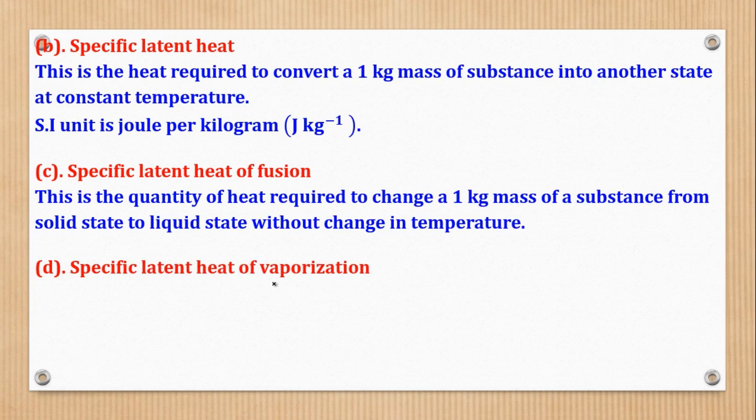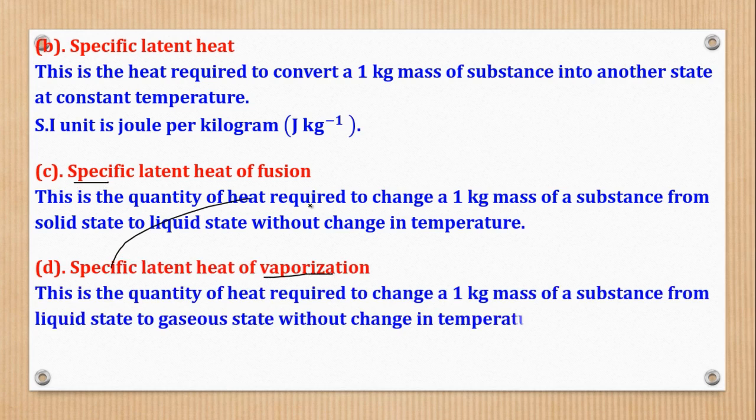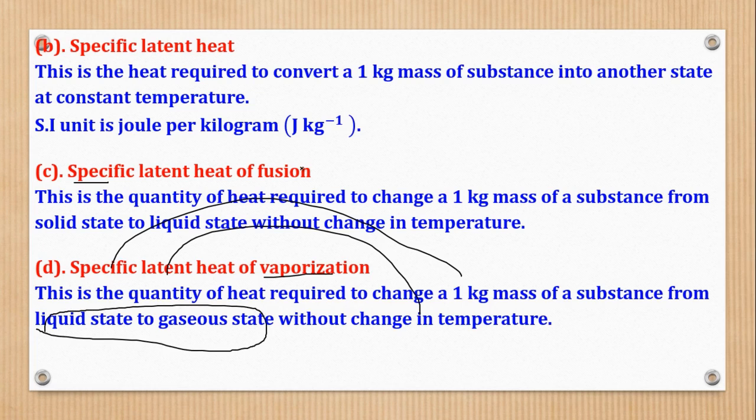What if they put the word vaporization? The keywords will be the same: specific is 1 kilogram, latent means the temperature is constant, there is no change in temperature. But for vaporization, the change of state has to be liquid and gas. So for fusion, the change in state is solid and liquid. For vaporization, the change in state is liquid and gas. Latent means temperature doesn't change. Specific means mass has to be 1 kilogram.